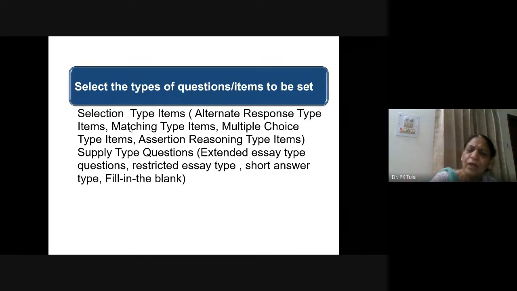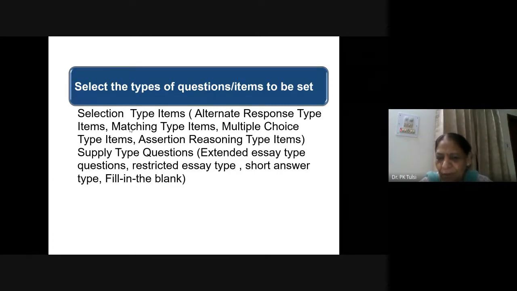Very few of us would be using matching type at higher educational institutions, but the majority of us might be going for multiple choice type questions if objective type questions are included. So multiple choice, where you have a statement followed by 4 to 5 alternatives and there is only one right answer. Then assertion reasoning type items can be used. Then supply type questions, extended essay.